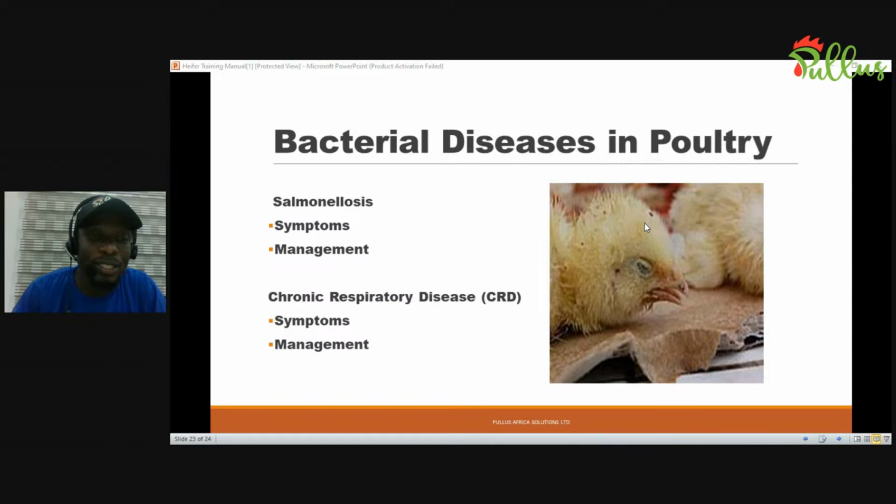So when you see that they are having pasted vents, with this thick dry feces on their bum that stays there, that is one of the common symptoms. Another thing you also discover is a lack of activity. You see that the chicks are not active, and most times some of them are depressed and are not eating well.